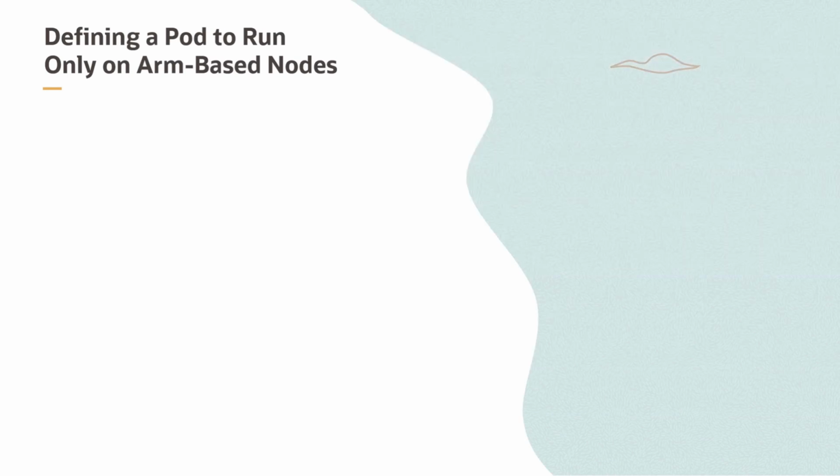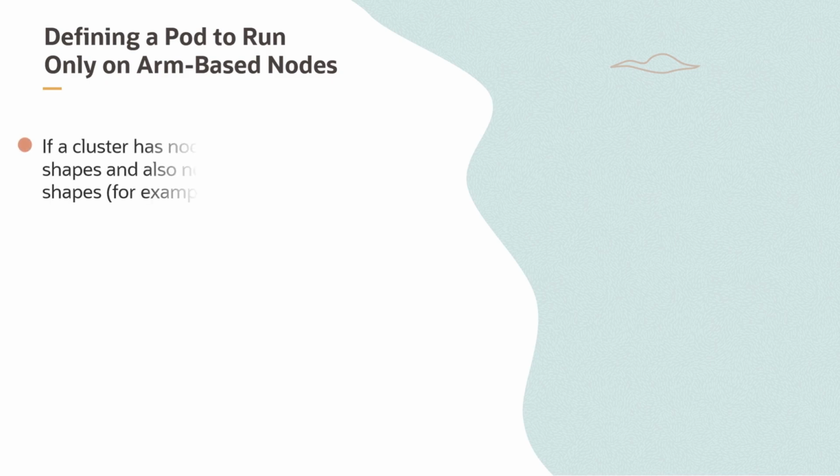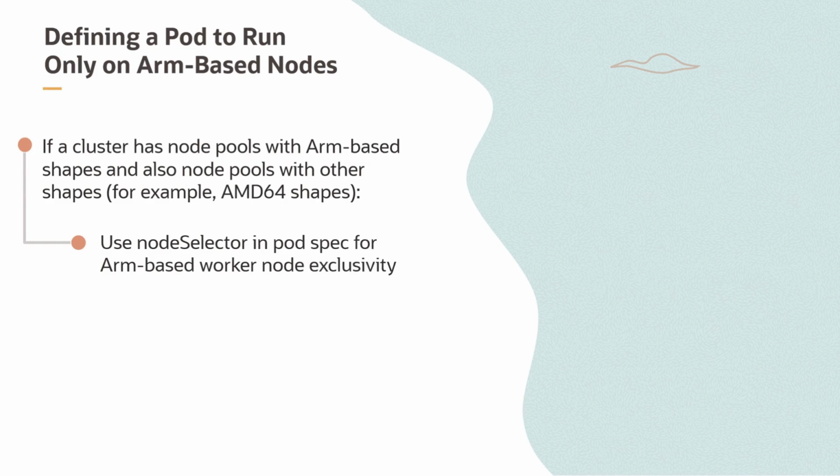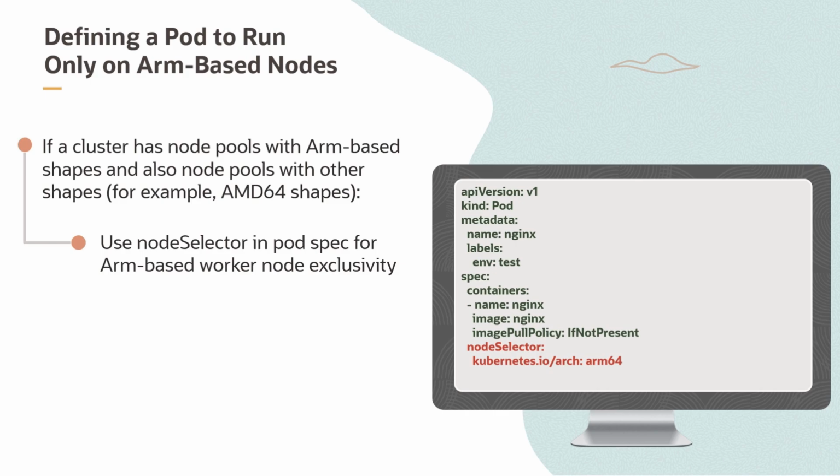Now let's explore the flexibility of defining pods to run exclusively on ARM-based nodes within a heterogeneous cluster setup. In scenarios where a cluster comprises node pools with ARM-based shapes alongside other shapes such as AMD64, you can employ a powerful tool called nodeSelector in the pod specification, as highlighted in the red font on the screen. This allows you to precisely dictate that an application should exclusively run on ARM-based worker nodes, ensuring your workload aligns with the desired architecture. For instance, consider the following configuration file.